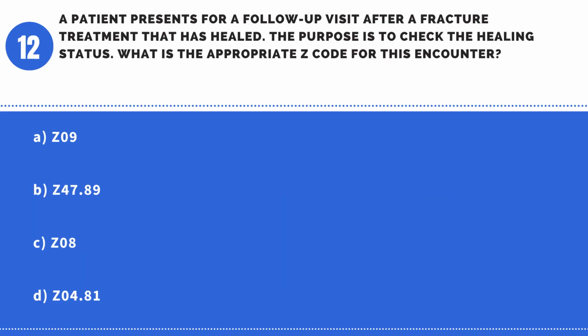Question 12. A patient presents for a follow-up visit after a fracture treatment that has healed. The purpose is to check the healing status. What is the appropriate Z code for this encounter? A. Z09. B. Z47.89. C. Z08. D. Z04.81.